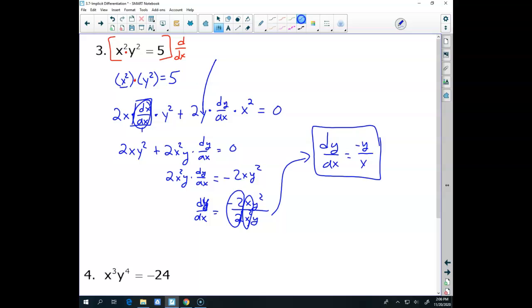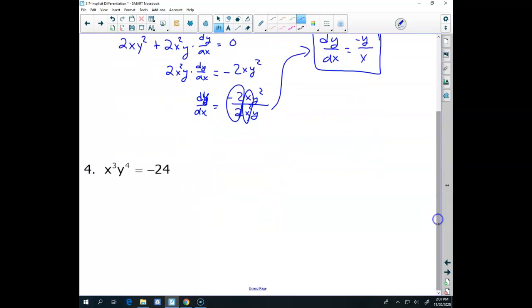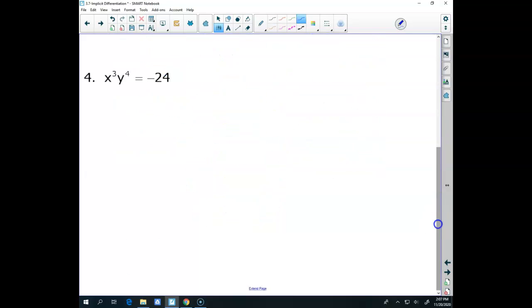Notice, when I took the derivative of y, it produced the dy/dx. When I took the derivative of my x, it produced a dx/dx, which is 1. Okay, so I'm not going to do that anymore. We're going to make sure we are on par here. Check it out. Another product. We're going to take this derivative.